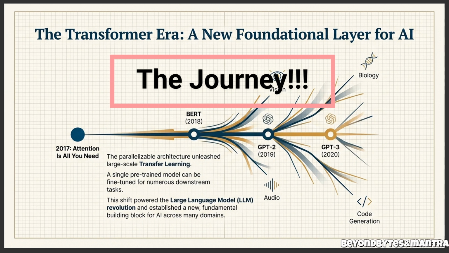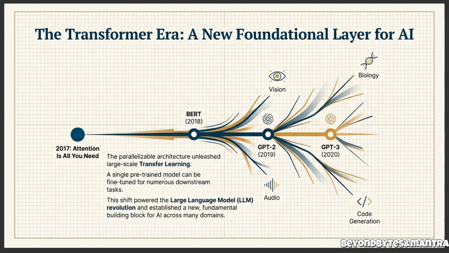If we look into the journey of how this transformer era evolved, it started way back, but from 2017 onward, transformers reshaped AI. BERT revolutionized understanding in 2018, GPT-2 amazed with fluent generation in 2019, GPT-3 scaled to unprecedented levels in 2020. Transformers became a universal building block, powering breakthroughs across domains. They didn't just change language models, they changed AI itself.